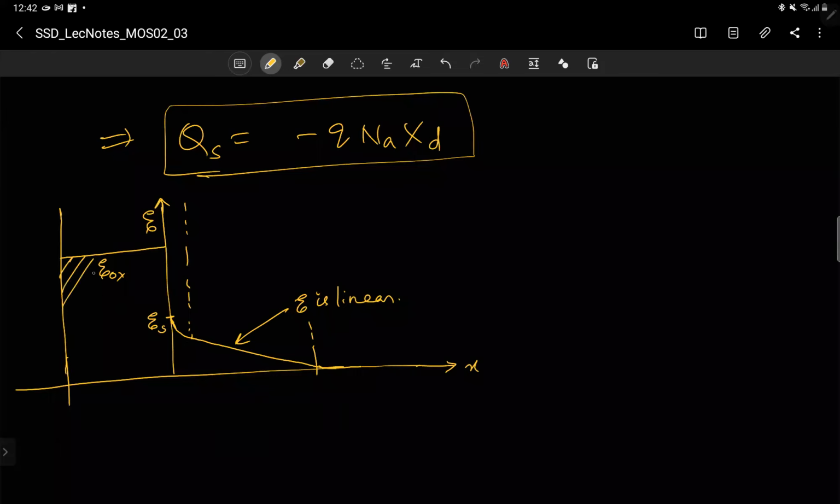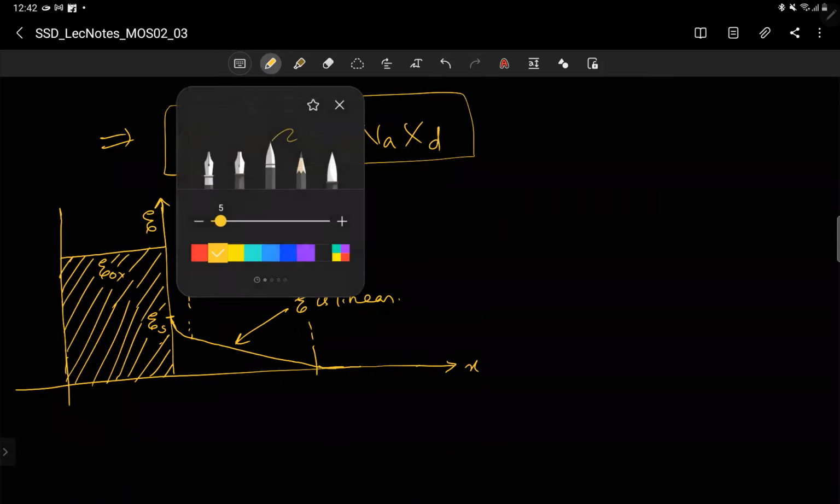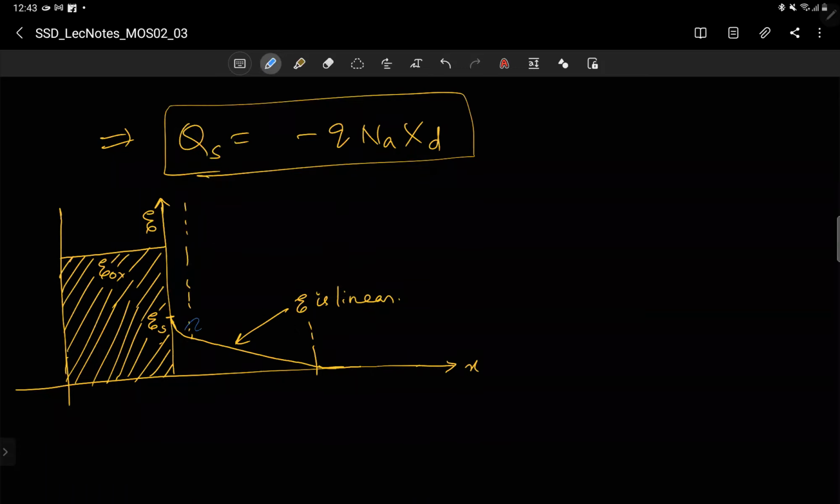So there is this area which is easier because E ox is constant. Why? Because rho is 0, which means the electric field slope should be 0. Rho is 0 inside the oxide, it is an insulator. Okay, so this area, and then there is this area.